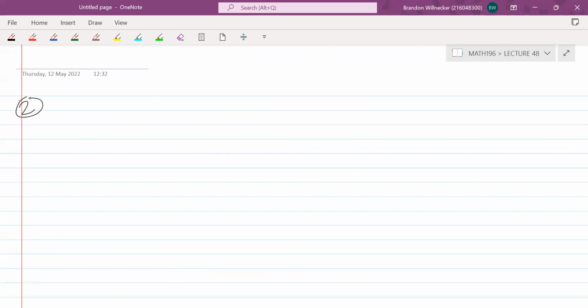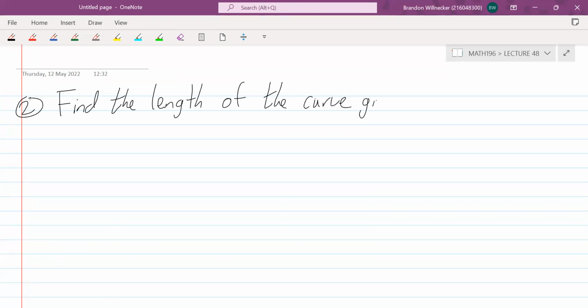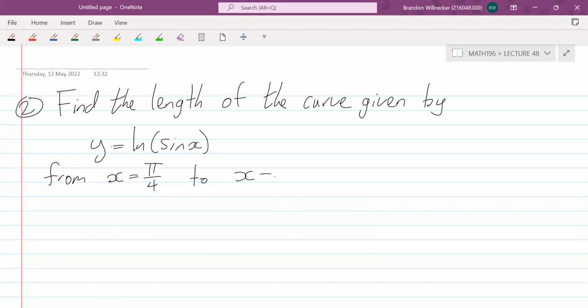Okay, so example 2. Okay, so find the length of the curve given by y is equal to the natural log of sine x from x equals pi over 4 to x equals 3 pi over 4. Okay, so we want to find the length of this curve.